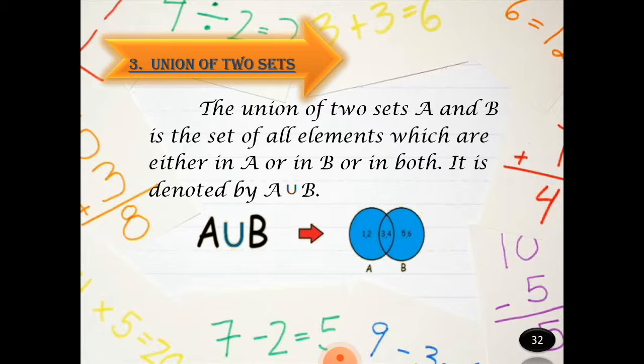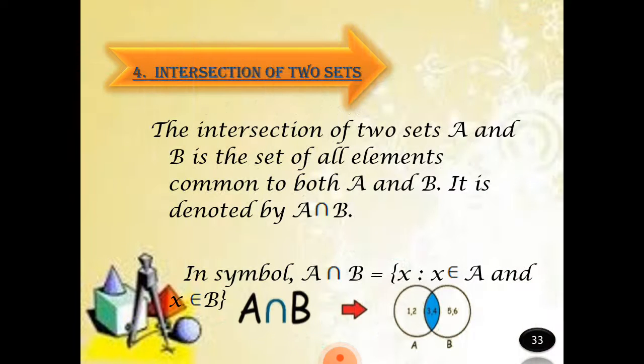Then union of two sets. Union of two sets is nothing but, if two sets are there, A and B, then the union is the elements of both the sets. The elements should be from A as well as from B, but they should not be repeated. Then intersection of two sets. Intersection of two sets is the set of all elements common to both A and B. Here common elements alone will be taken. For example, in the set A we have 1, 2, 3 and 4. In B we have 3, 4, 5 and 6. Then the intersection of A and B is {3, 4}.